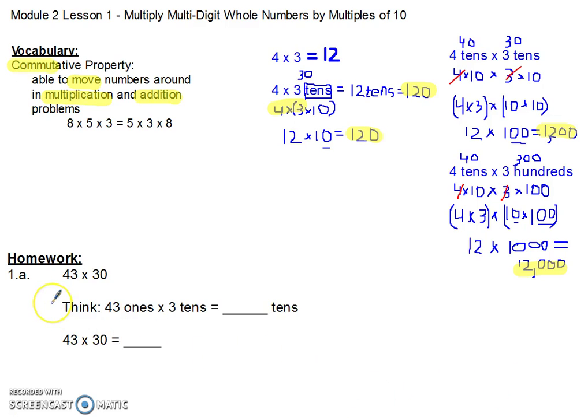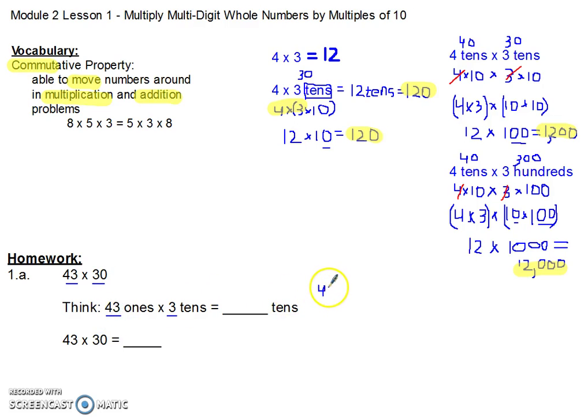So in homework, let's look at 1A. The problem that they're giving you and asking you to think about is 43 times 30. And they're saying, okay, let's break it down into friendly numbers like we did up here. We broke 4 times 30 down into 4 times 3 tens. So they're saying, think about 43 as 43 ones, and think about 30 as 3 tens, so that you are just multiplying your whole numbers here.